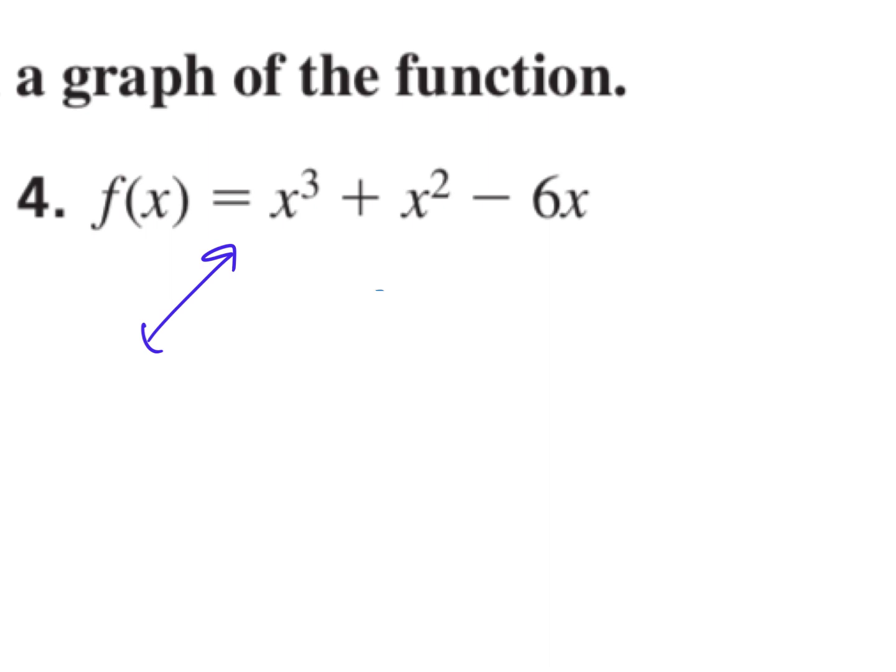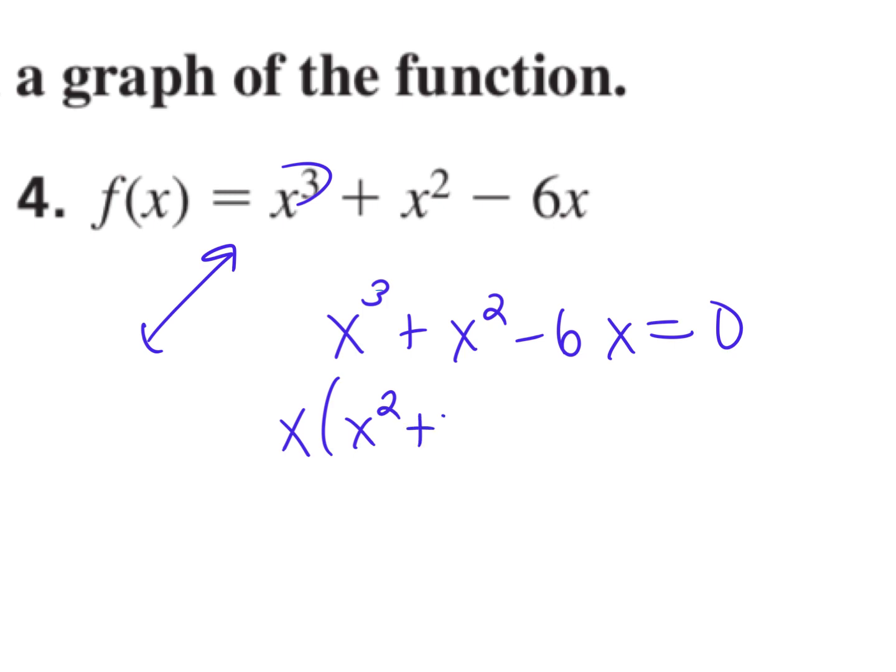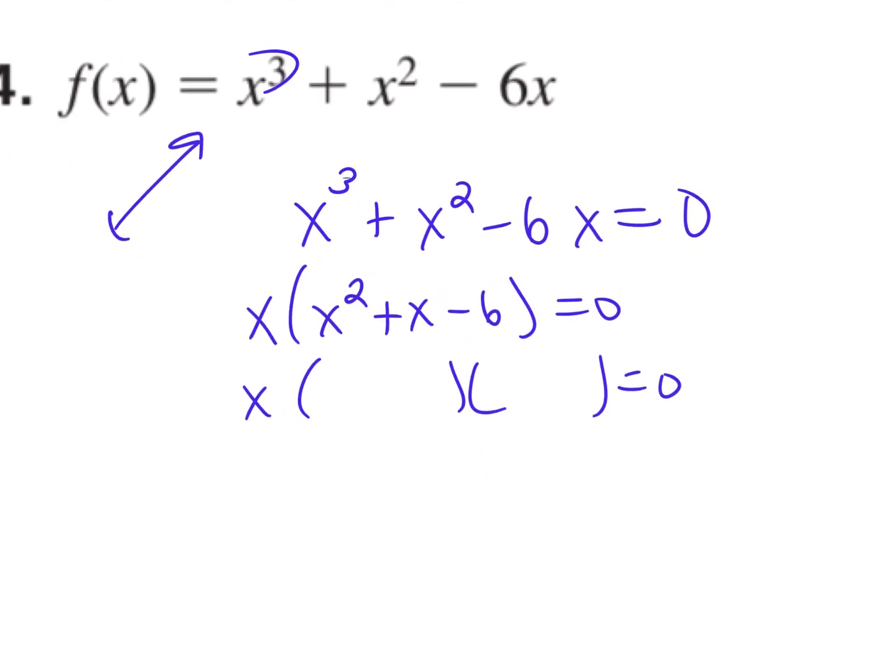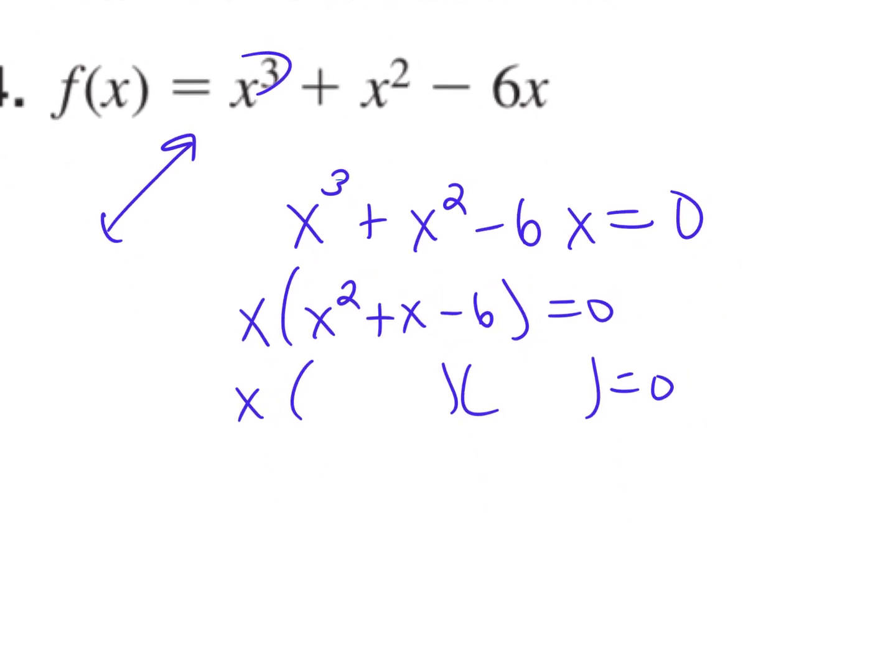How many answers should I have? 3. Okay, so x cubed plus x squared minus 6x equals 0. What can I take out? Perfect. x squared plus x minus 6. Can I factor this trinomial? What are my factors of negative 6 that multiply to give me negative 6, but add to give me a positive 1? Plus 3 and minus 2.